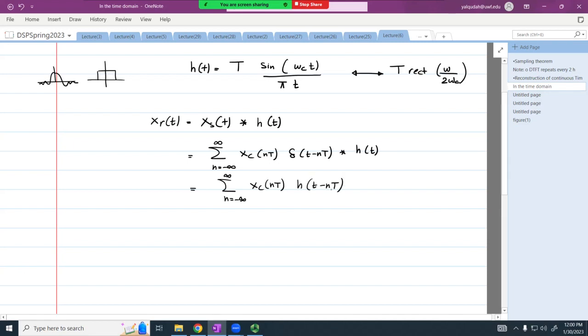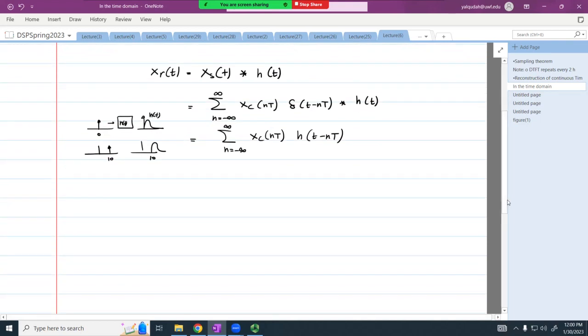T minus nT. Together? Again, if I applied an impulse at 0 to the h of t, I'm going to get h of t. If I apply it tomorrow at 10, I'm going to get h of t shifted to 10. And this is what this formula says. Every time you shift by nT, you're going to get h of t shifted by nT. Agree? Why? Because h of t is time invariant. If I shift the input, the output is going to shift.